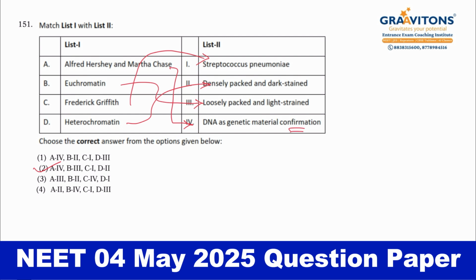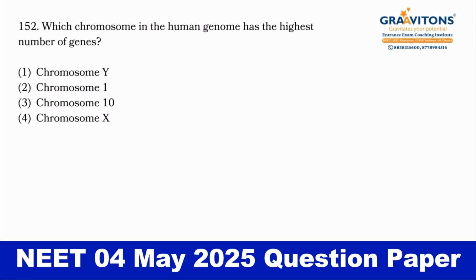This question is also present in our gravitons material in page number 6 by 36 as questions 1 and 5. So these two combined together, here they have asked, right? And next question, we'll move on to direct question. Which chromosome in human genome has the highest number of genes? It is chromosome number 1. This is present in our gravitons material in page number 6 by 49, question number 11.